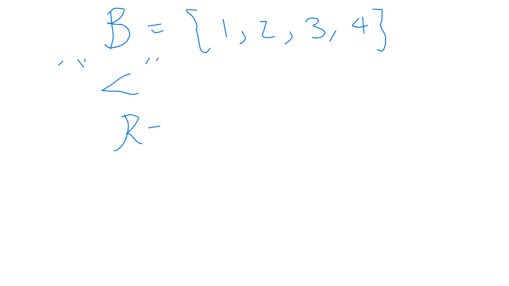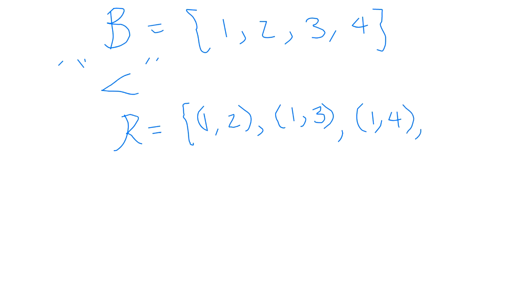We would get 1, 2, because 1 is less than 2. You would get 1, 3, because 1 is less than 3. You'd also get 1, 4, since 1 is less than 4. Also 2, 3. You also get 2, 4. And finally, 3, 4. So that's using the relation less than. Because 1 is related to 2, because 1 is less than 2, 1 is less than 3, 1 is less than 4, and so forth.